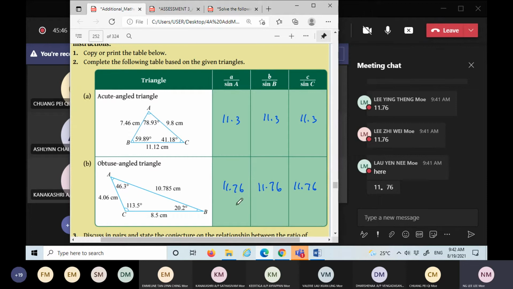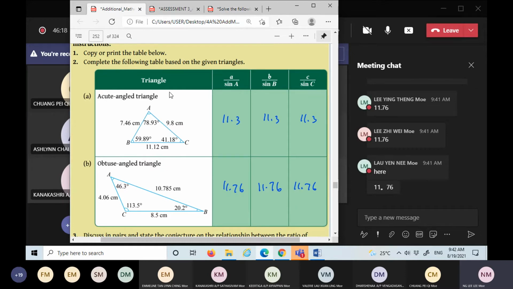So same thing, we can say that A over sine A equals B over sine B equals C over sine C. The small letters A, B, C refer to the lengths, the length opposite the capital letter angles A, B, C. They did explain. Then how do you know what A is, what B is, and what C is? They didn't explain that actually.